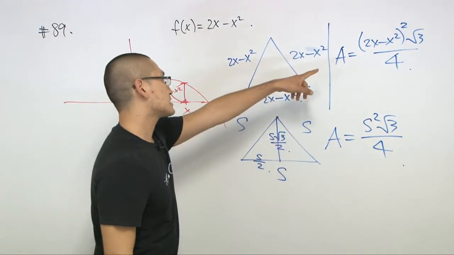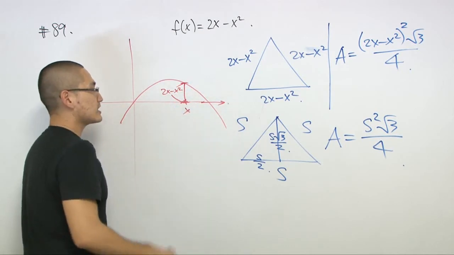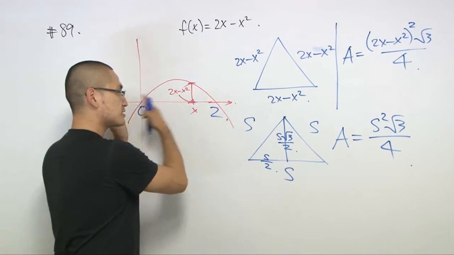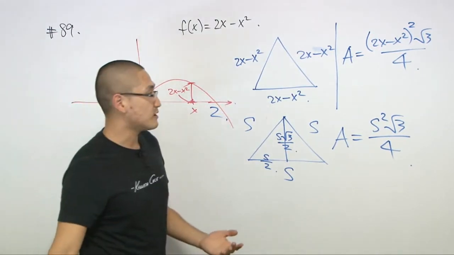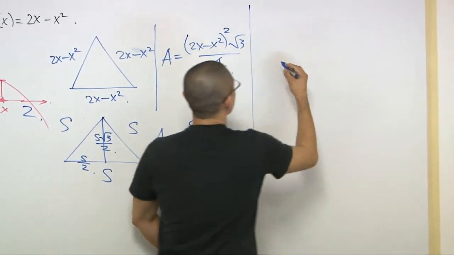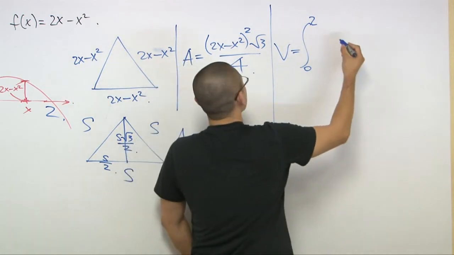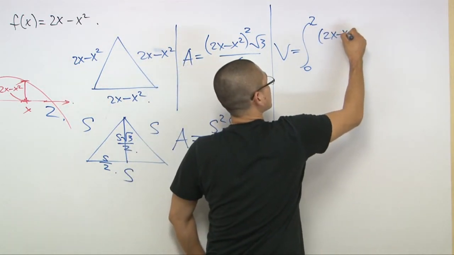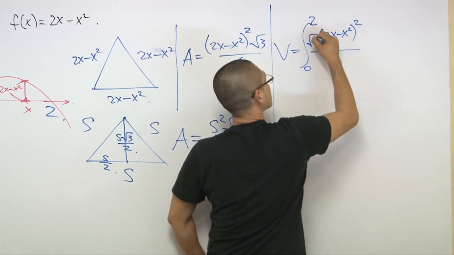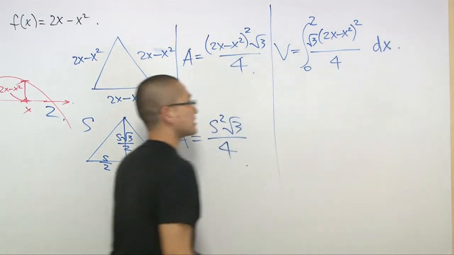Okay? So that's going to be my random point, my triangle area, right? And I have to go from here to here, right? So integrate over that line. That's going to give me the volume. So let's move over here and then find the volume. Volume would be going from 0 to 2, putting that area inside, (2x minus x squared) squared over 4 radical 3 on the front. And that's going to give us dx there.